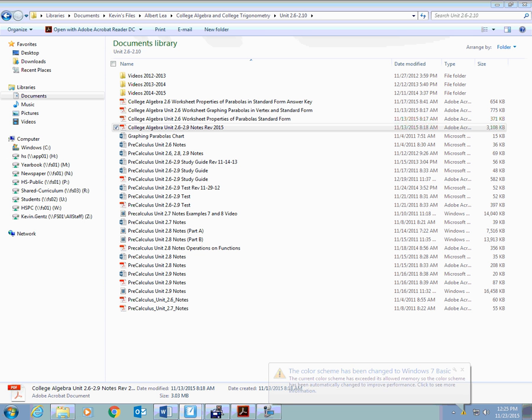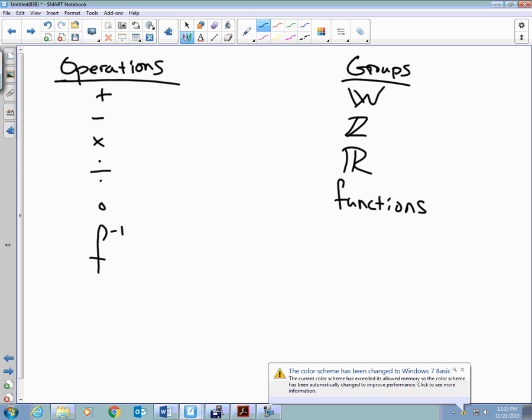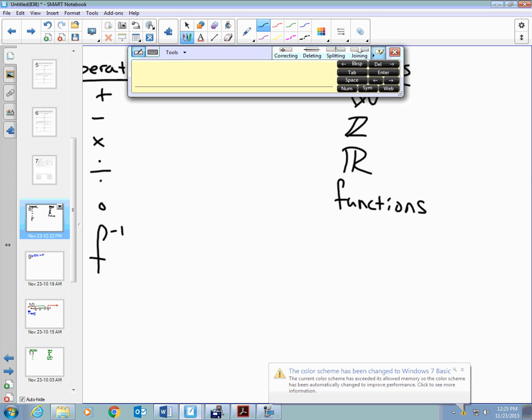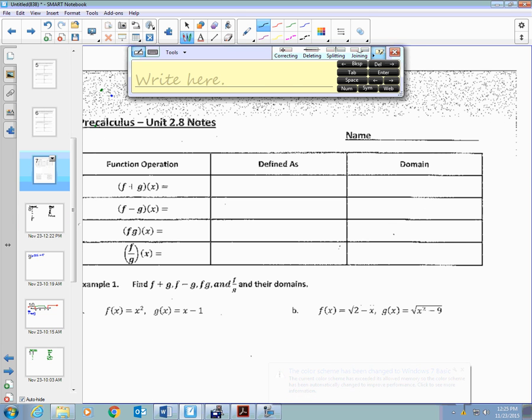No, it does change. Love it when that happens. So here we go. We start with our notes. And the first part here is pretty easy.